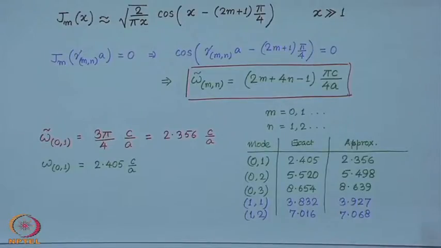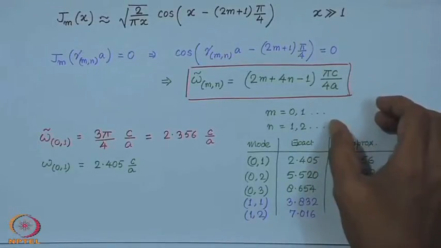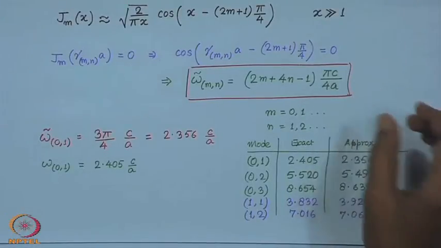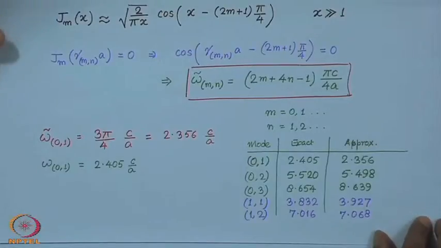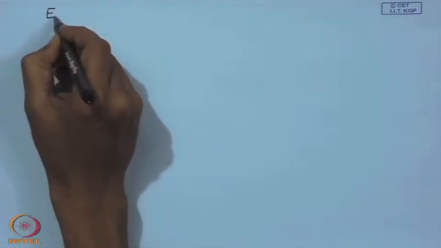Now, if you go for m equal to, let us say 2, then initially this approximation will have some error, but as you go to higher values of n, you will have a better approximation. So, that will tend to the exact one. So, this is the calculation for the eigen frequencies. Let us look at the eigen functions.